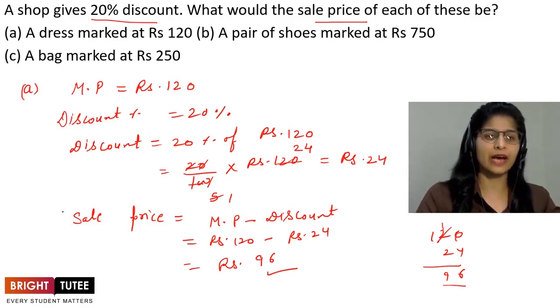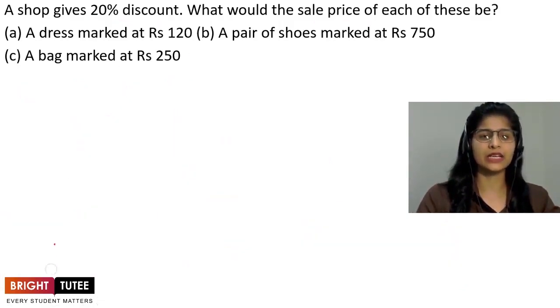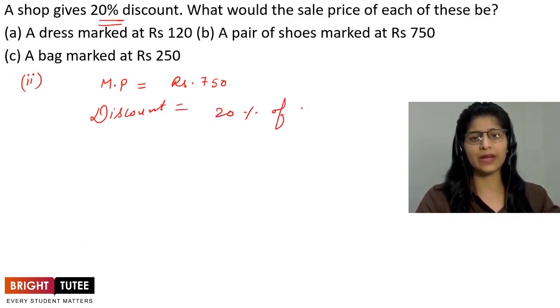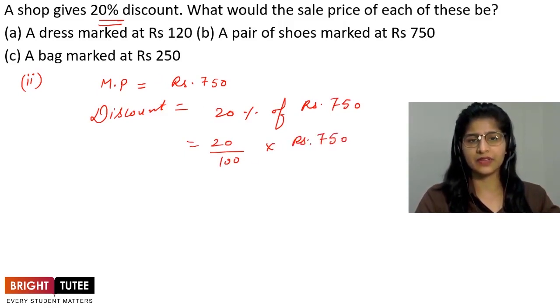Let's do the second part. What is given in the second part? It says a pair of shoes marked at rupees 750. So the marked price in the second part is rupees 750. What is the discount given? 20%. So the discount will be equal to 20% of the marked price, which is rupees 750. So 20 upon 100 into rupees 750, cancelling the 0 and 1 here.